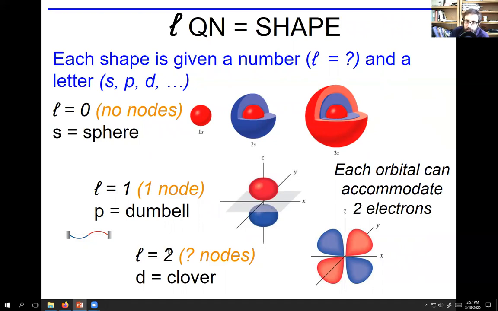L equals 2. That's another shape. It's a cloverleaf shape, okay? And it looks like this. They have two nodes.